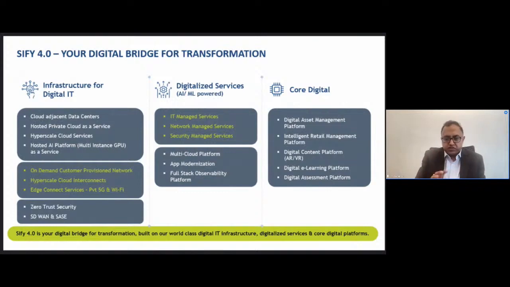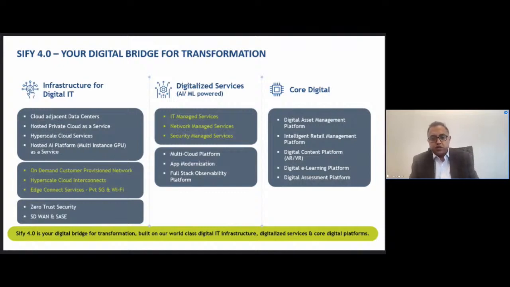Then comes the network, because connectivity is most important. If you have everything in the core, but you are not on the connectivity, the experience goes down. So we look at the network through our on-demand network services, hyperscale and interconnects, then edge connects, which I was talking about some time back on the edge line services. Then the security aspect of it, how it can be zero trust, how the SASE piece comes into the picture.